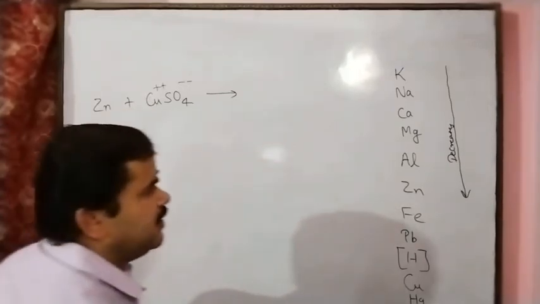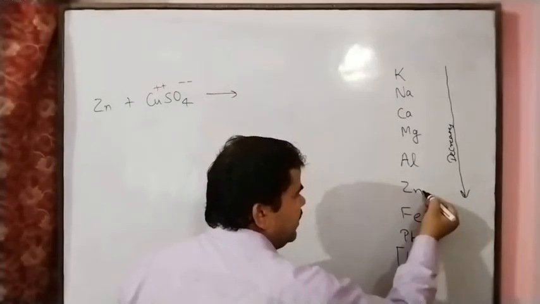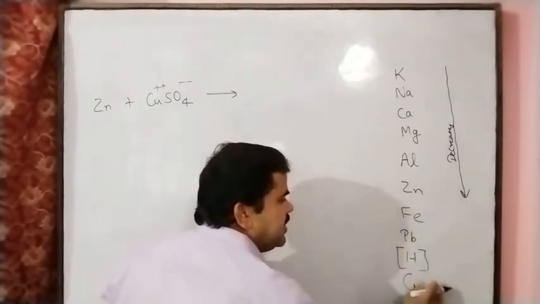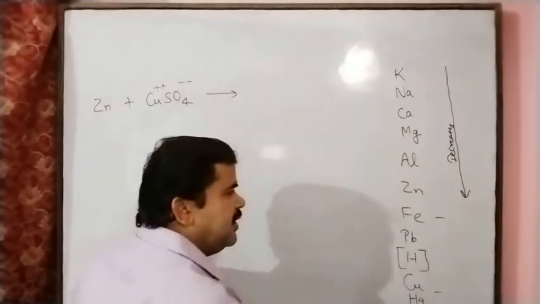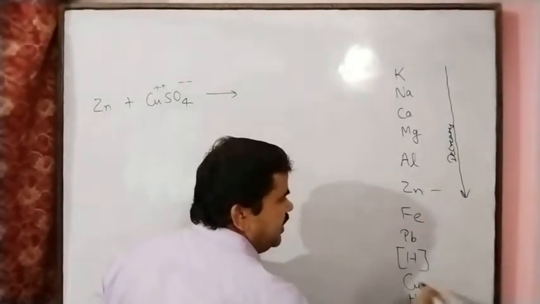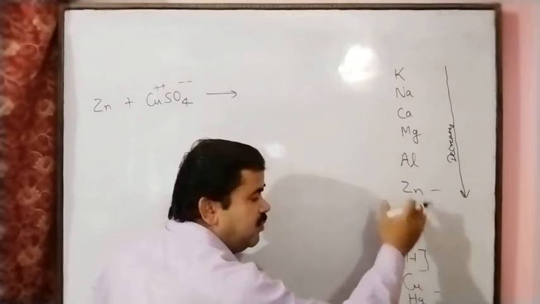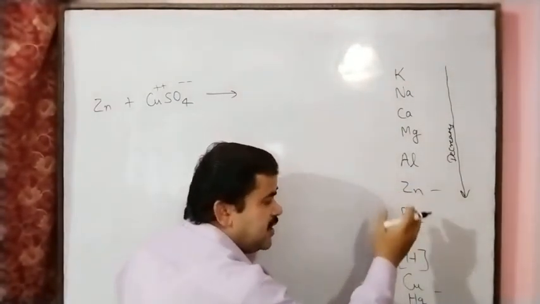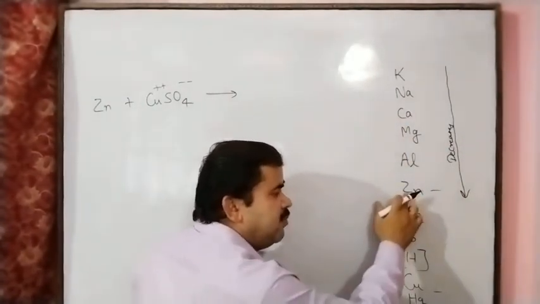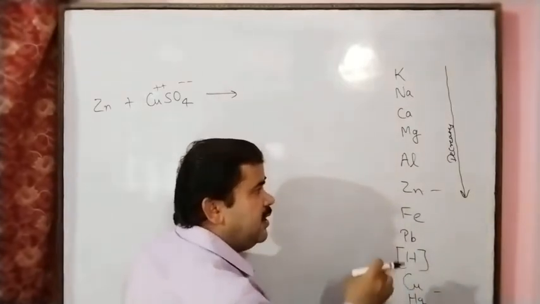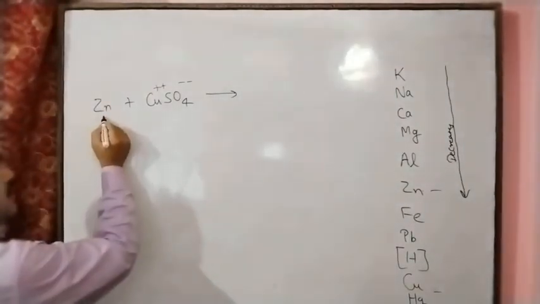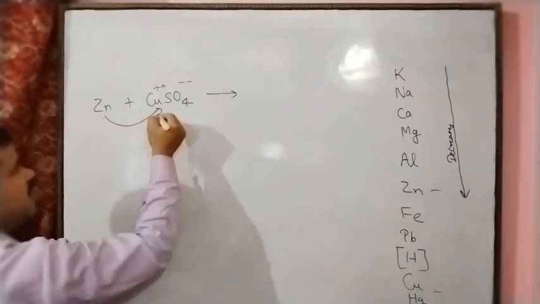In the activity series, zinc is placed above copper. So zinc's reactivity is more than copper's, because zinc is placed above copper. Therefore zinc displaces the copper from the copper sulfate.